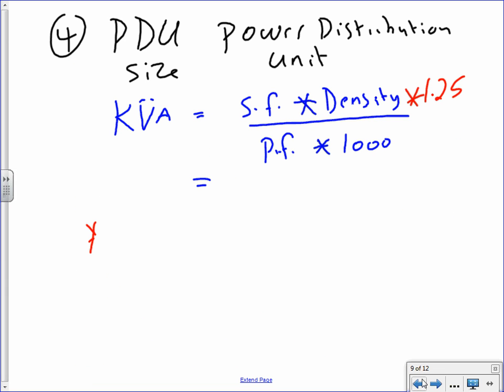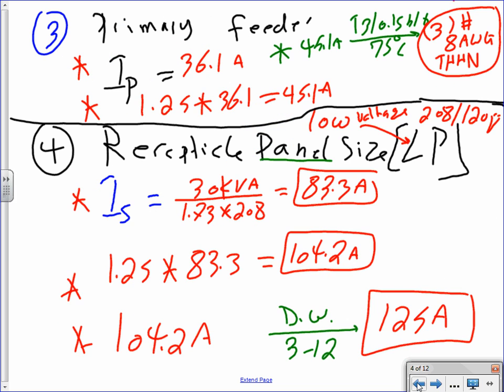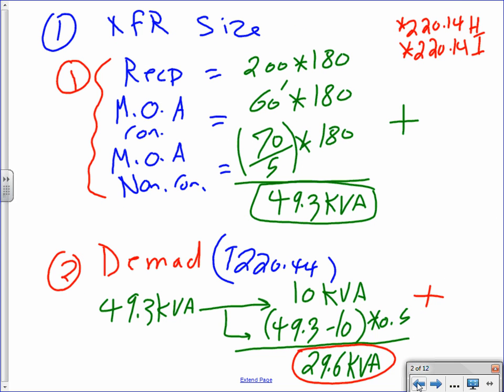Oh, yeah. Let me just go back. I'm giving you guys, see that demand number right here? I'm giving you that demand number right here, so I don't want you to do this step. I'm giving you that number right here. I'm giving you the demand right here, 29.6. This is the number I'm giving you, the demand.